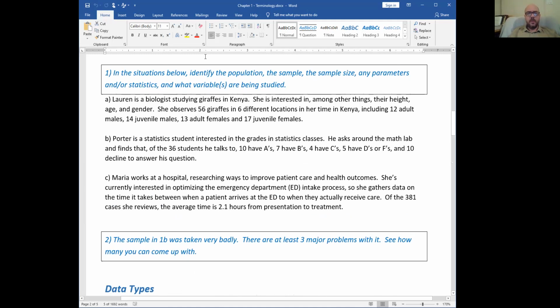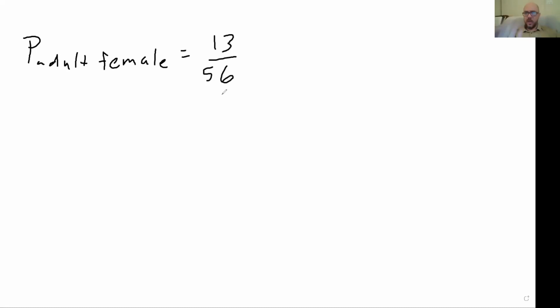So if I was going to write that, I would write it something like this. And bear with me here, I have to write on my screen. So I would say that like P sub adult female equals 13 out of 56, right? And that would be it, right? We could certainly find a percentage for this. I don't know what the decimal is off the top of my head. You could turn that into a percentage or a fraction. I don't particularly care which one.